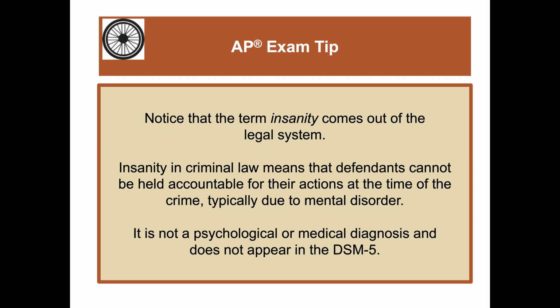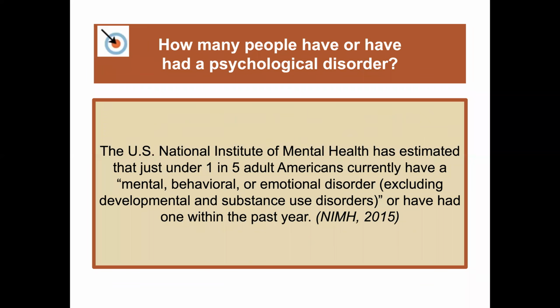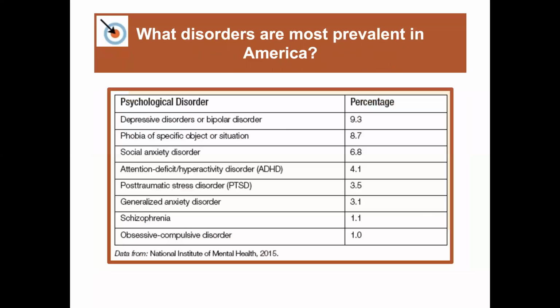It is not a psychological or medical diagnosis, and the term insanity does not appear in the DSM-5. So how many people have or have had a psychological disorder? Well, the NIMH, the US National Institute of Mental Health, has estimated that just under 1 in 5 adult Americans currently have a mental, behavioral, or emotional disorder, excluding developmental and substance abuse disorders, or have had one in the past year. And here are some prevalence rates in the United States.